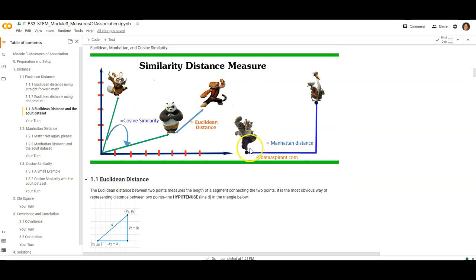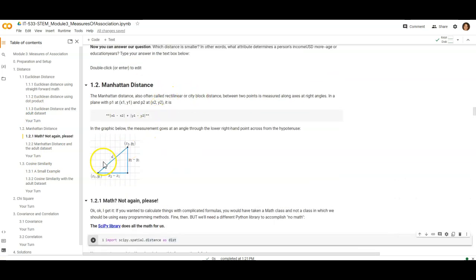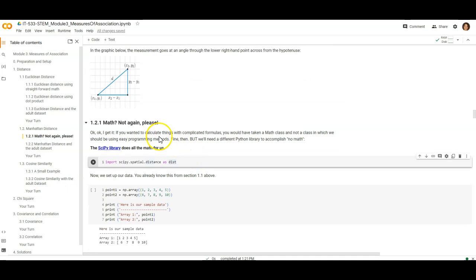So now we're going to talk about Manhattan distance. Manhattan distance is also called the rectilinear distance, so we're not using the hypotenuse d to get from our point 1 to point 2, but we're going to use our right angle sides here. For that, we could do traditional math, or we could apply our data mining libraries, and of course, we're going to do just that. We're going to use our SciPy library, and from our SciPy library, we're using the spatial distance function, which we're going to import as dist.